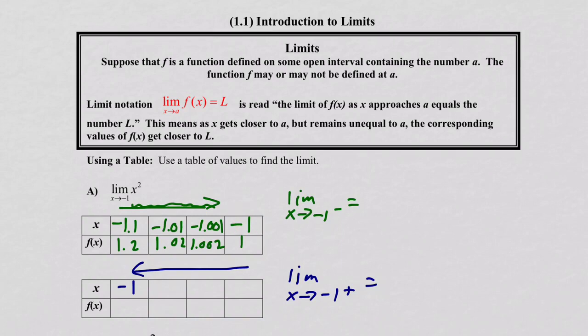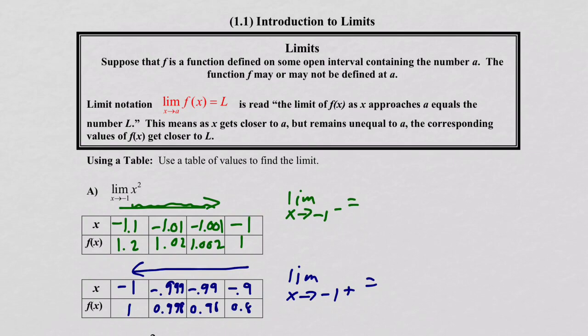On the flip side of that, when I substitute in numbers that approach -1 from the right-hand side, that would be numbers that are bigger than -1. I'll substitute in -0.9, -0.99. Actually, it would go the other way. So getting closer to -1 would be -0.9, -0.99, and -0.999. And when I substitute in those numbers, I get 0.81, I'm going to get 0.98, and I will get 0.998. And you'll see that that's getting closer and closer to +1.